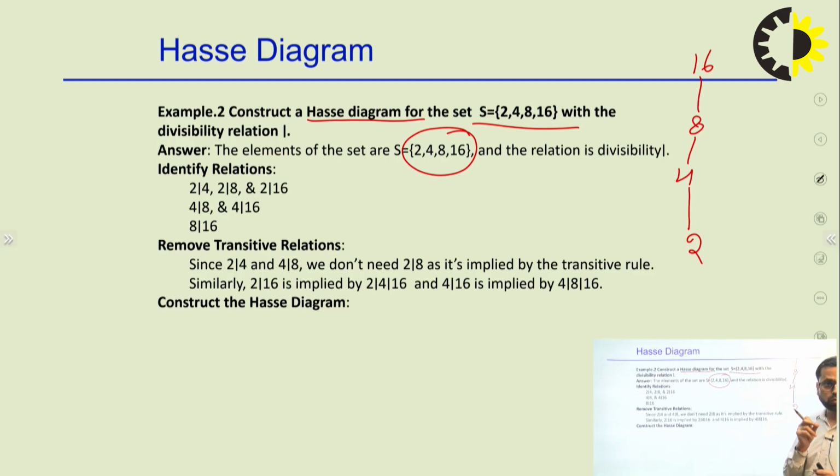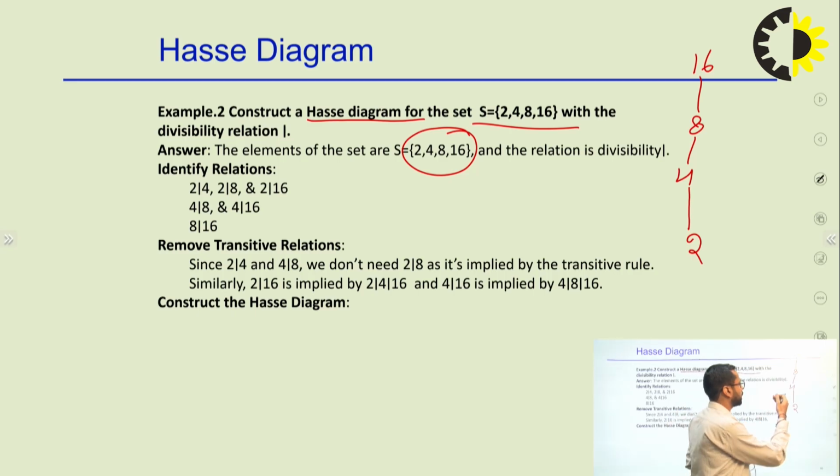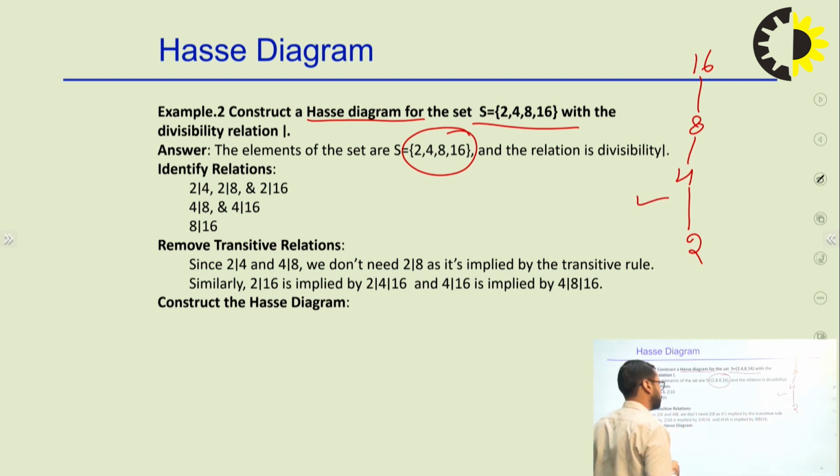The individual elements will not be positioned at the same level, because each one is a multiple of the previous one. That means 2 divides 4, 4 divides 8, and 8 divides 16. So this is the Hasse diagram. There is no transitivity edge mentioned.